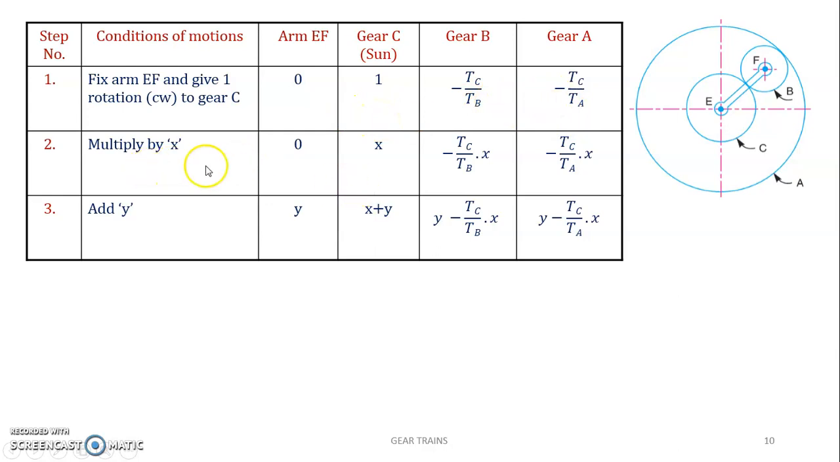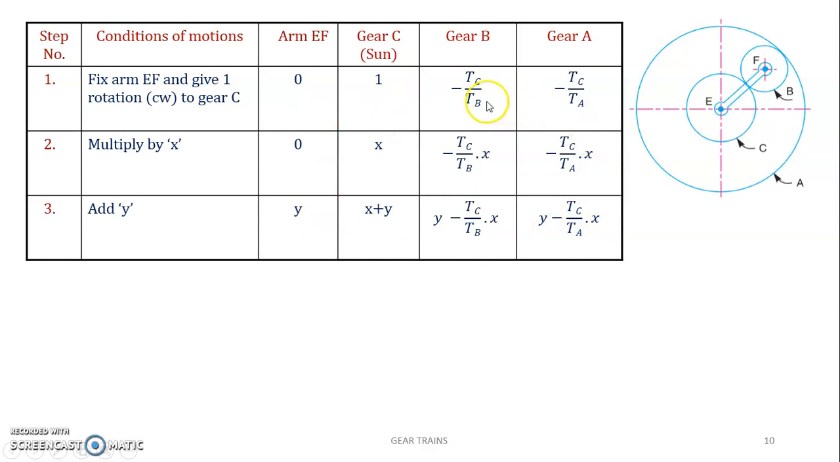Next, you have to just multiply by x. So 0 into x gives me 0. x into 1 gives me x, and then x into x. Next, to whatever expression you got here, add y. 0 plus y is y, then x plus y, then y minus so and so. The first thing is to write this.